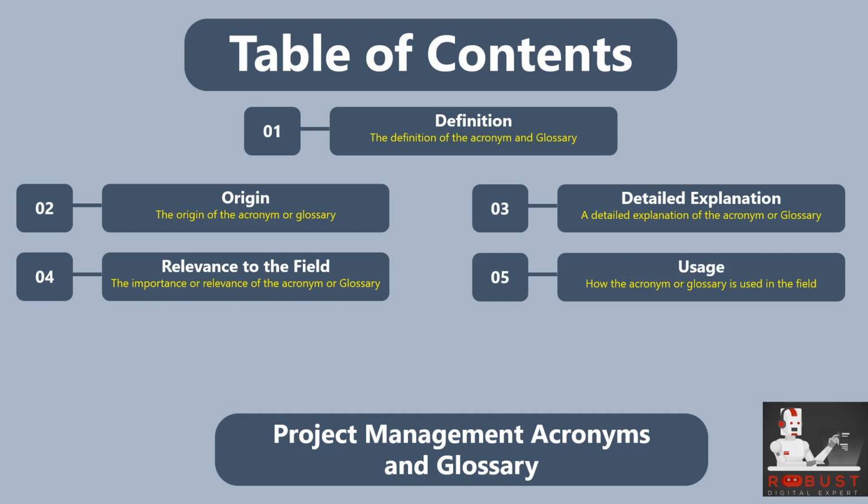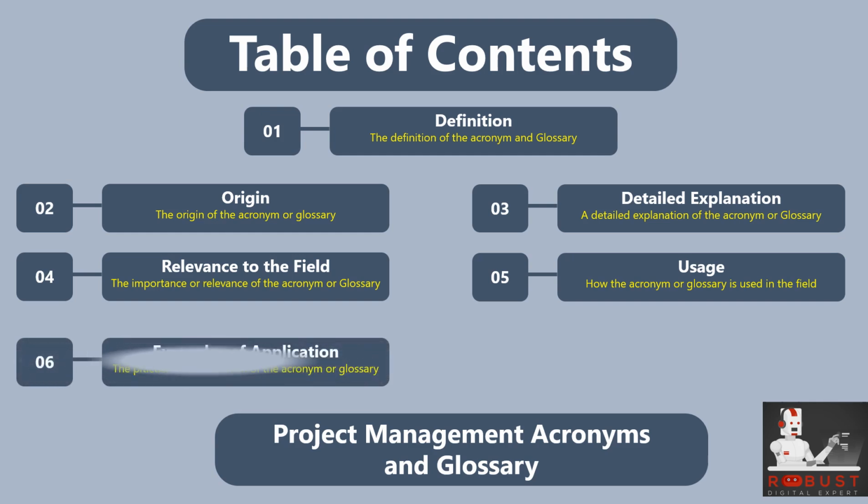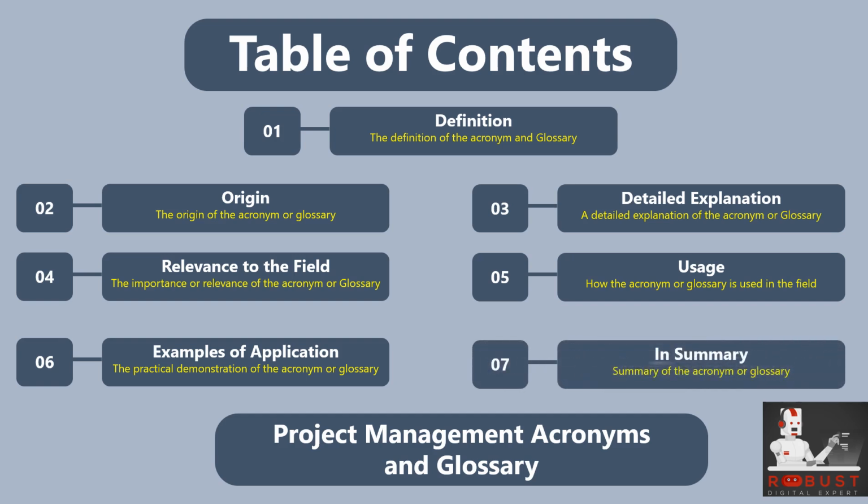Usage. We describe how the acronym or glossary term is used in practice. We explain the scenarios or contexts in which it is commonly employed and how it contributes to the field. Examples of application. We provide two concrete examples that demonstrate the practical application of the acronym or glossary term. We explain how it is utilized in these scenarios and the benefits it brings. In summary, we summarize the acronym or glossary term, offering a brief and concise overview that allows you to understand it quickly.